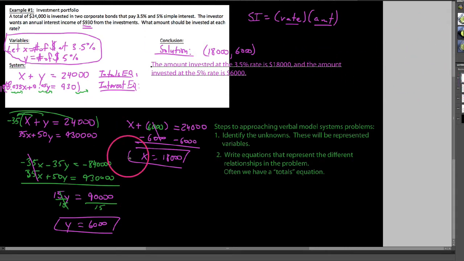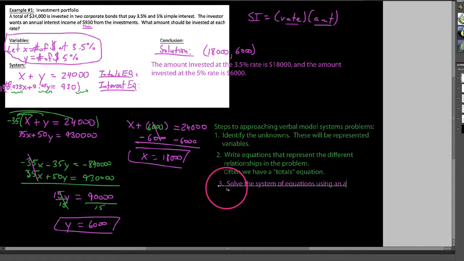Okay. So this is a pretty good example of what it might look like if you approached a word problem here. You would identify the unknowns, and these are going to be represented by variables, and we could often find that in the last sentence. We're going to write our equations that represent the different relationships in the problem. Often we do have a totals equation, and then I suppose that what we want to do next is solve the system of equations using an appropriate method, and then write a conclusion sentence that states your results within the context of the problem.